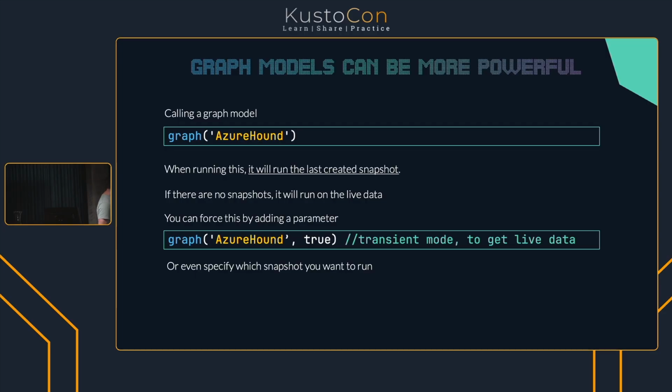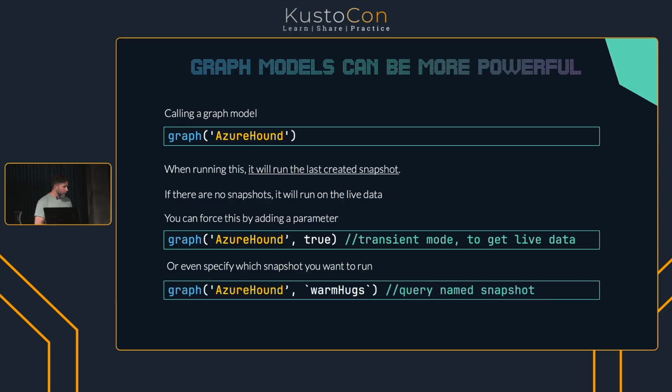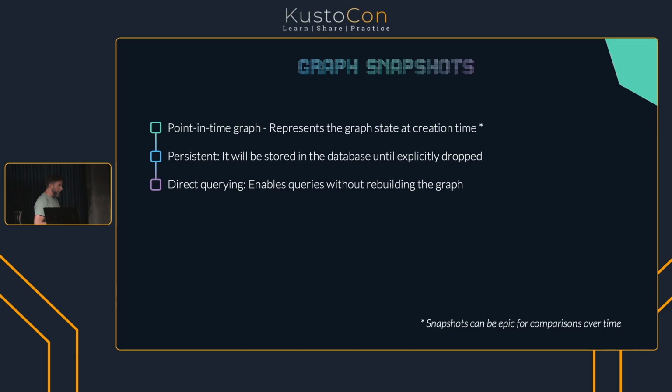You can also, instead of a true, place the snapshot name that you've created in there, and then you create a certain snapshot. So if you have a naming convention based on date or whatever you like to use, you can basically use that to go back to a certain moment in time. So that's basically this, right? So you put it there.